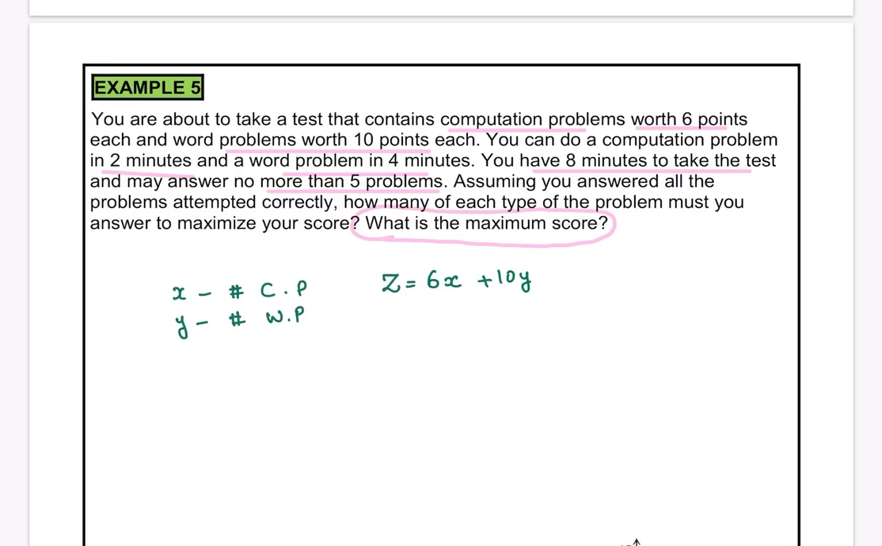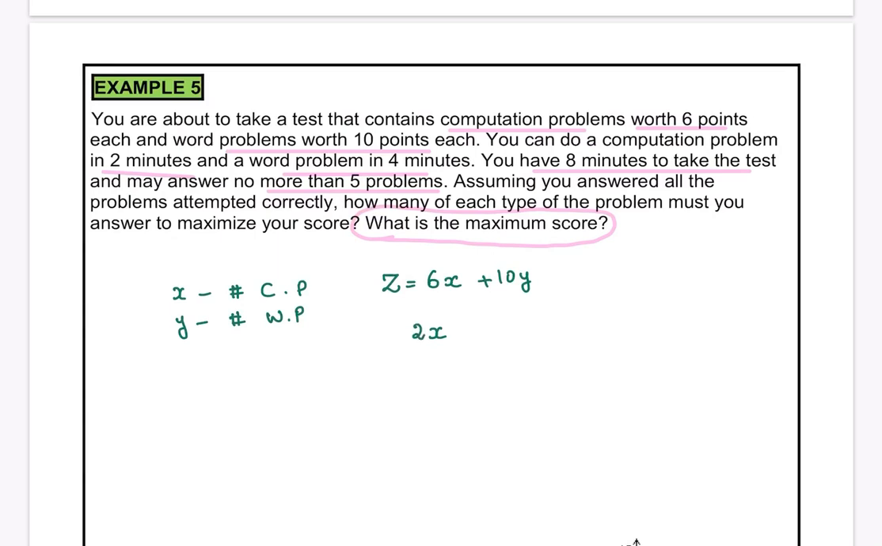But there are restrictions. There are some restrictions imposed on this, the total number of problems. You only have 8 minutes. You only have 8 minutes. So if you do X computational problems, if you do X number of them, it's going to take you 2 times X number of minutes.